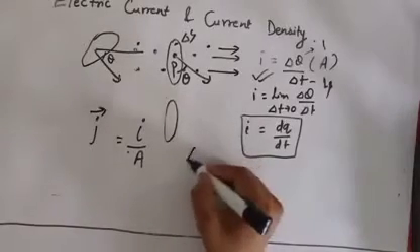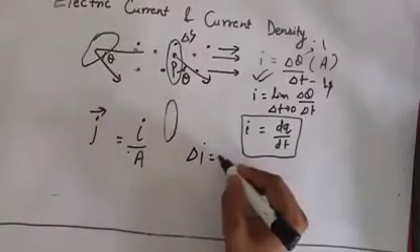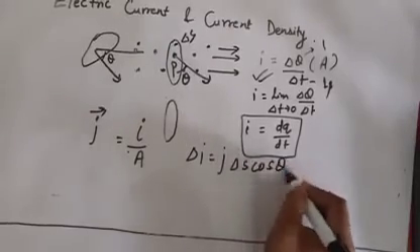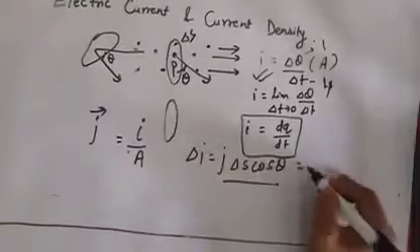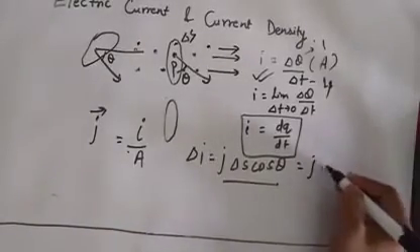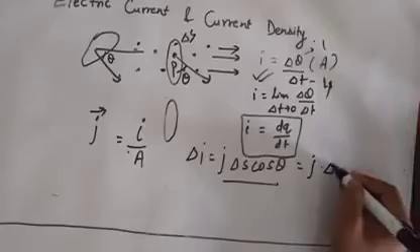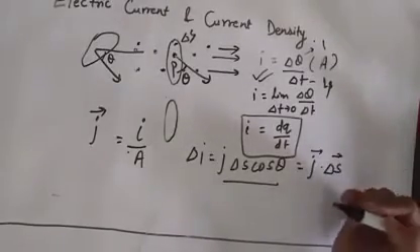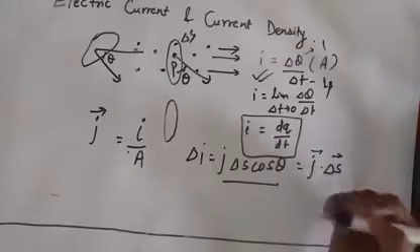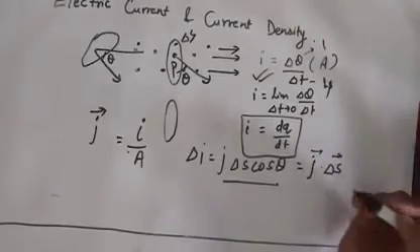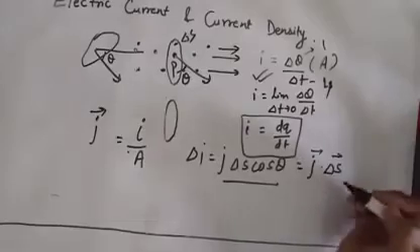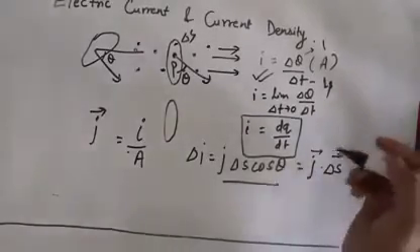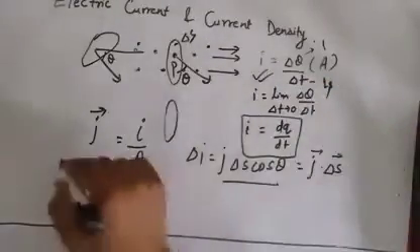Then delta I is equal to J delta S cos theta. That's why current here is shown as a scalar quantity, J dot delta S. Both are vector quantities and we are taking the dot product. But current is actually not a scalar quantity, it is a tensor quantity. In another video I will tell you what is a tensor quantity. Okay, so two terms we have defined, one current and another current density.